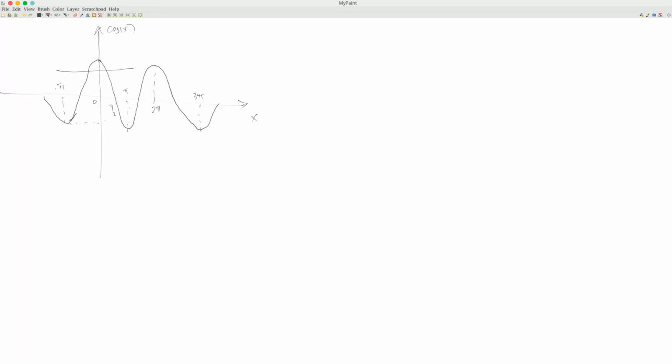Now, how should we restrict the domain? There are multiple ways to restrict it, but the easier way is to restrict it right here between 0 and pi. In that case, I would have a curve of this sort. So that will be the portion of the cosine function which is going to satisfy the horizontal line test by restricting the domain. So the restricted domain here is between 0 and pi.